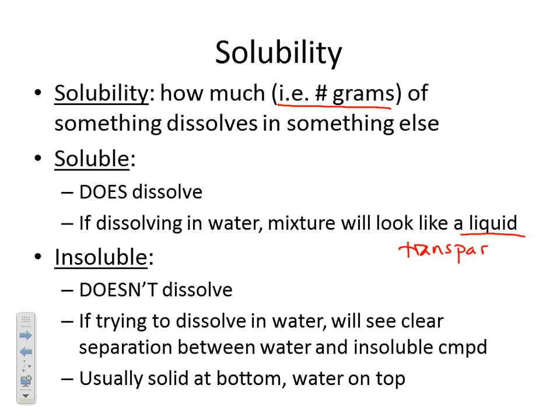Versus insoluble, which means that something doesn't dissolve. Things that don't dissolve in water, like rubber, is insoluble in water. It will not dissolve in water. And if you're trying to dissolve an insoluble thing in water, you're going to see a clear separation between the water and the insoluble compound. It will be very apparent that they are not dissolving in one another.